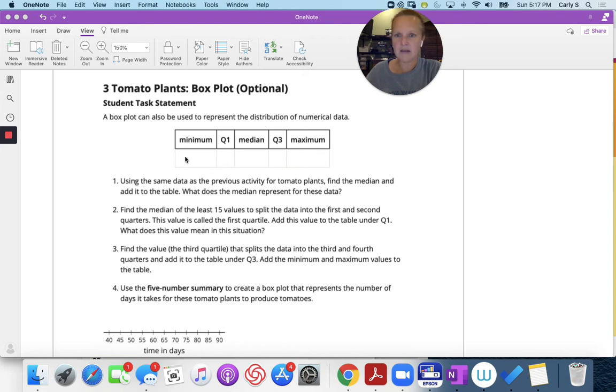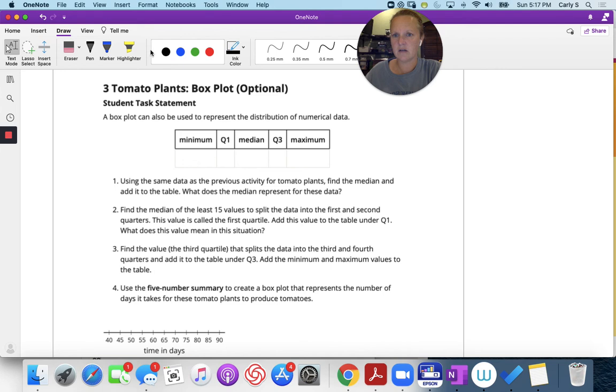Our min is 47, which you should have on your calculator. Sorry, draw, pencil. 47. Our Q1 is 62. Oh my goodness. It's so painful. Let's try again. 47, 62. Our median is 71. Q3 is 78. And the maximum is 90.